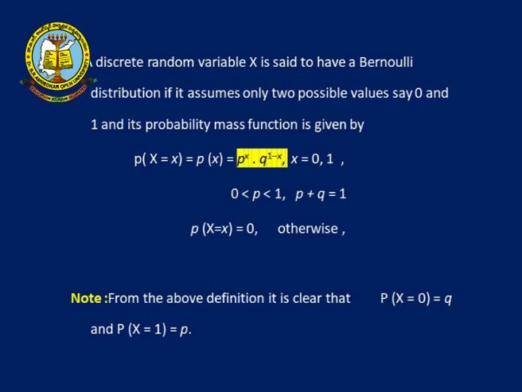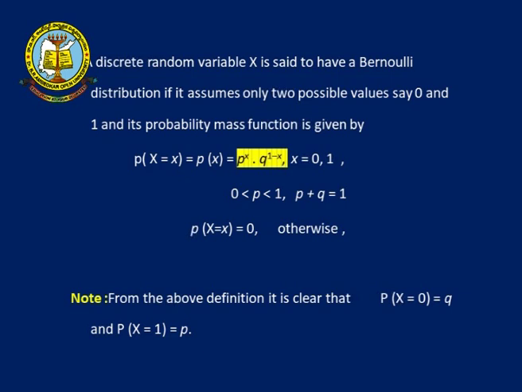Already we know that p lies between 0 and 1, and p plus q is equal to 1. Other than these two conditions, the probability mass function goes to 0. So, the probability mass function of the Bernoulli distribution is P(x) = p^x q^(1 minus x). Otherwise, if the two conditions are not satisfied, the probability mass function goes to 0. Those conditions are that p lies between 0 and 1, and p plus q is equal to 1.